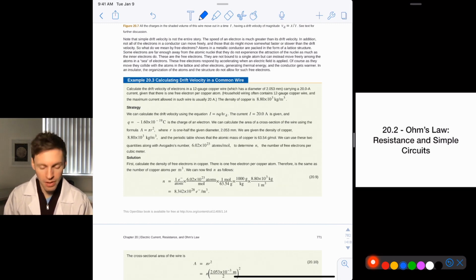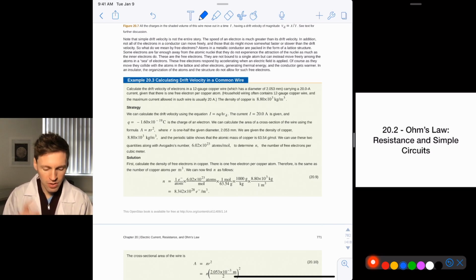not overloading the wire. So anyway, 12 gauge, what does that mean? It's literally the thickness of the wire, and according to this, it's 2 millimeters thick is what a 12 gauge wire is. So you've got a 12 gauge wire carrying 20 amps. Given that there is 1 free electron per copper atom, calculate the drift velocity.